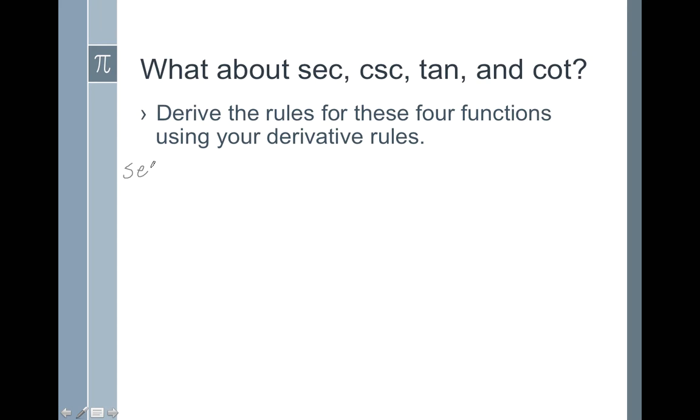We know the secant of x is equal to 1 over cosine of x. So if we were to find the derivative of secant, it's like finding the derivative of 1 over cosine of x. Well, that is a ratio or a quotient, and we have a quotient rule. So let's try to do the quotient rule for secant here.